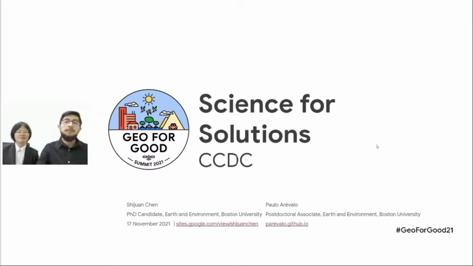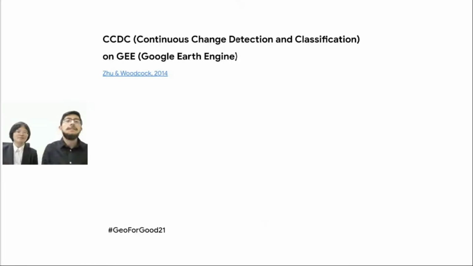Hi, my name is Paulo Arévalo, and today, along with Shijuan Chen, we're going to present you 2 different applications of using CCDC on Google Earth Engine. CCDC stands for Continuous Change Detection and Classification. This is an algorithm that has been available since 2014, but it's been recently implemented on Google Earth Engine. And for that, we give special thanks to Noel Gorelick from Google and Yang from Oregon State University.